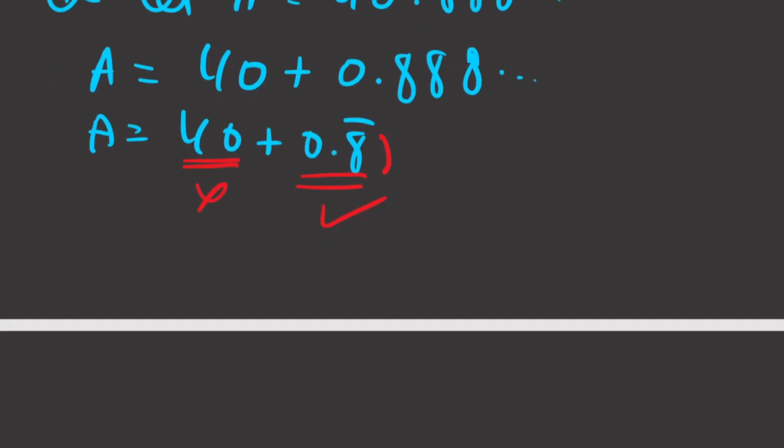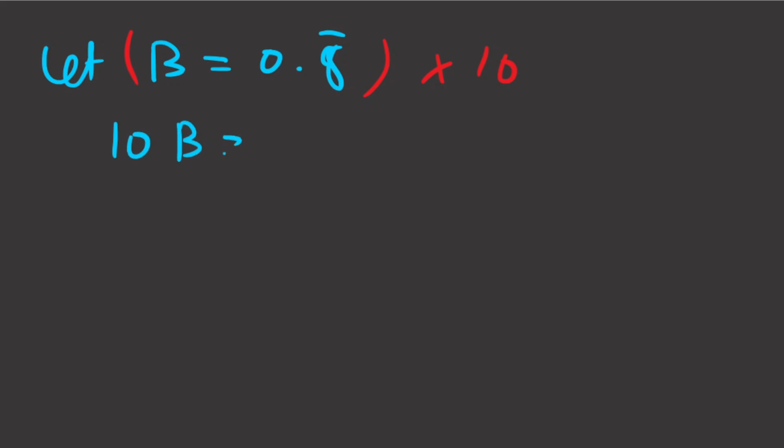So let's say b is equal to 0.8 bar, this decimal part. The reason I did this is that I will multiply by 10 and you will see the magical thing. By multiplying by 10 we get 10b is equal to 8.8 bar.